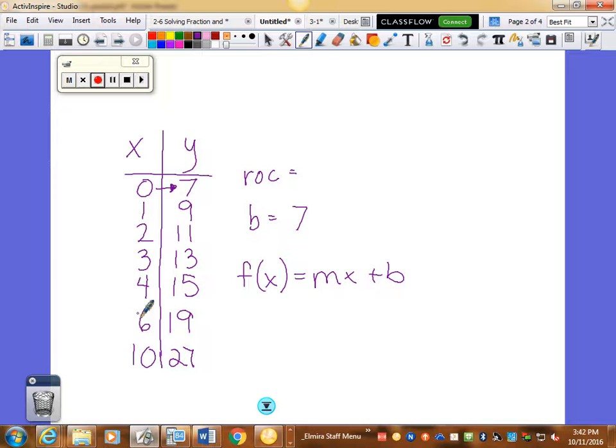I can always just pick 2 rows and do your change in x, your change in y, and your change in y is on top, your change in x is on bottom. I just picked a random row, so my rate of change is 2. And I would just sub those values in. So 2x plus 7. And up until this point, that's been fine.